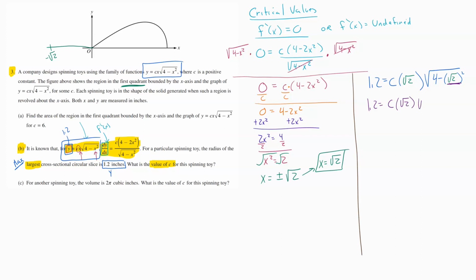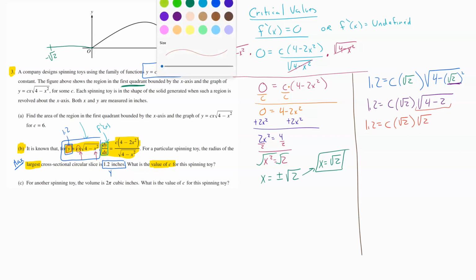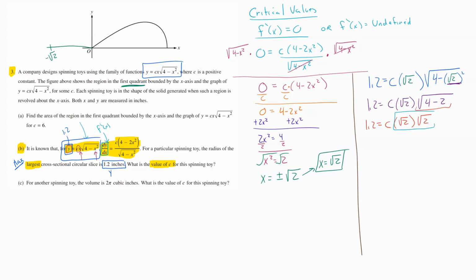Squaring a square root is going to cancel that piece out. So squaring the square root of 2 is going to get us 4 minus 2 on the inside. Working down the next level, we get 1.2 equals c, and then square root of 2, then 4 minus 2, that's going to get us the square root of 2. And here you now see that you've got the square root of 2 times the square root of 2. That's like having the square root of 2 squared. The square roots are going to cancel each other out, and that's going to leave us with a 2.